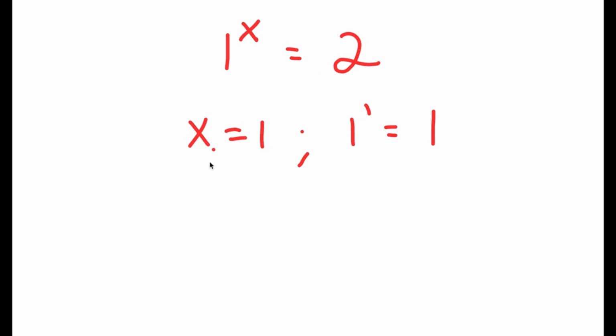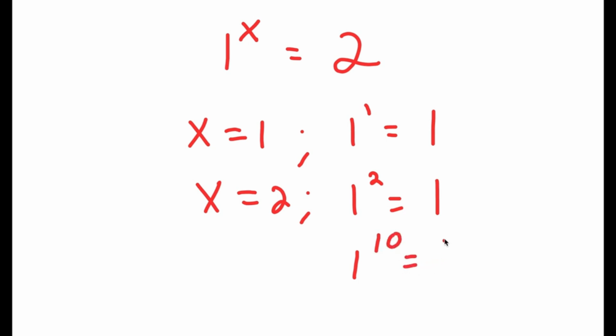Alright, so in this video, I'm going to solve the equation 1 to the power of x is equal to 2. Before we even start solving this, let's say x is equal to 1, then I have 1 to the power of 1, which is equal to 1. And if x is equal to 2, then I have 1 to the power of 2, which is also equal to 1. And you can go even 1 to the power of 10 is still equal to 1. So you may be thinking, what possible value of x can make 1 to the power of x equal to 2? So let's try solving this.